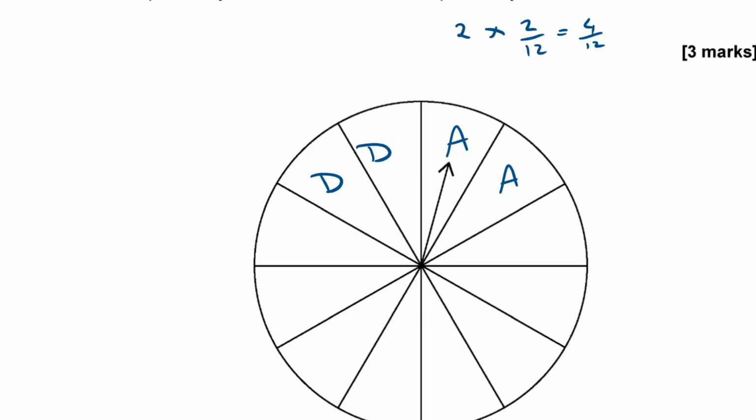D, D, D, D. And then I have to have the same number of B's and C's. So I've got 6 left. So I'm going to give 3 to the B's and 3 to the C's. So then I've got the same number of B's and C's. Okay, so I'm done. Good job.